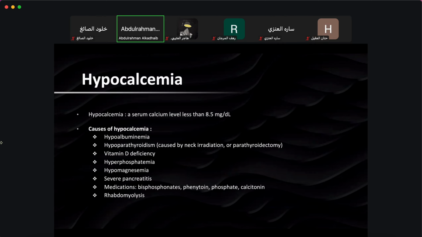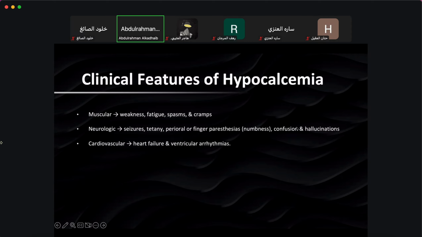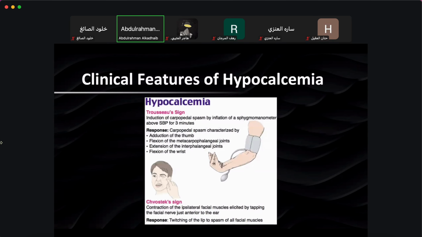Okay, so what are the clinical features of hypocalcemia? Again, it may cause some unique features, such as numbness or tingling around the mouth, which is called perioral paresthesia, or tingling in the fingers, called digital numbness or digital paresthesia. It may also cause confusion and hallucination, similar to hypercalcemia, and severe cardiovascular manifestations such as ventricular arrhythmias or heart failure. In the physical exam, we may actually see some unique features as well.